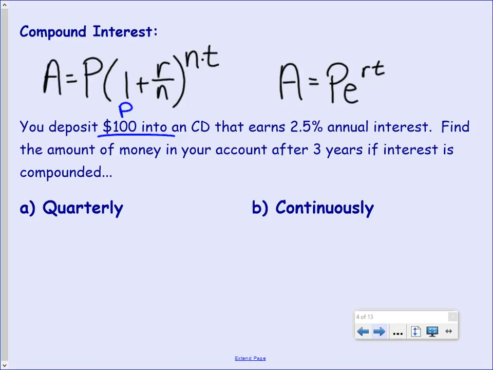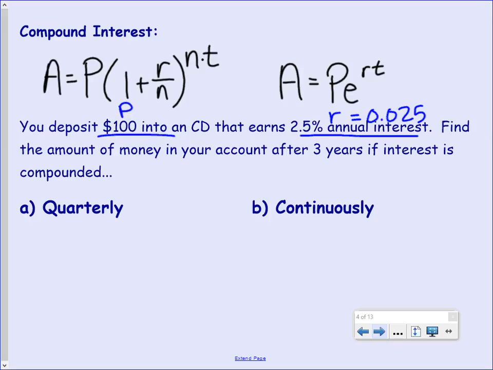My CD earns 2.5% annual interest, so that represents my rate. Remember, when you put the rate into the formula, you cannot enter it as a percent, so you have to change it to a decimal. That 2.5 would become 0.025, so r is 0.025. Remember to change your rate to a decimal.